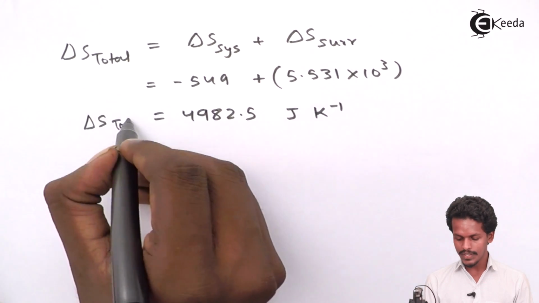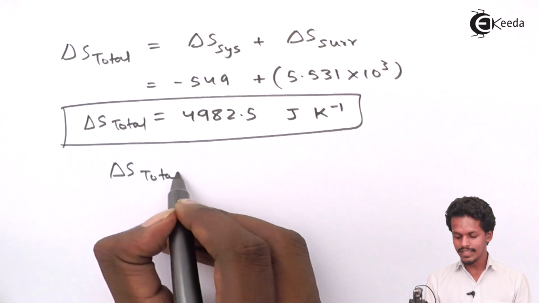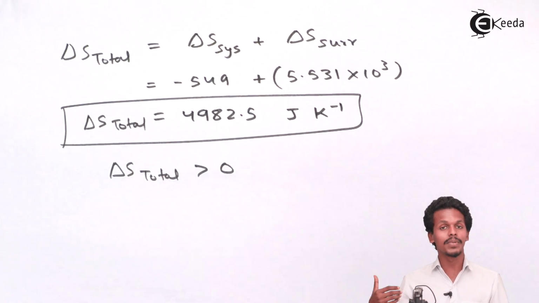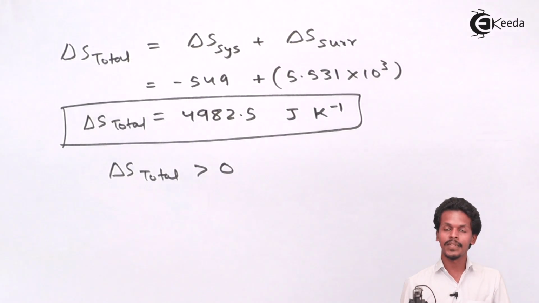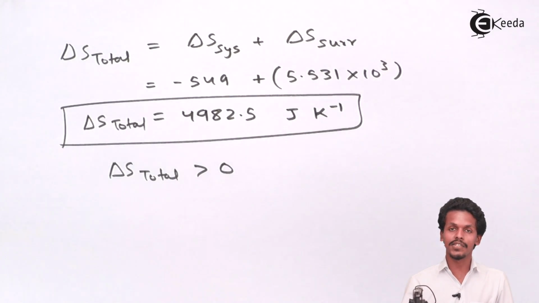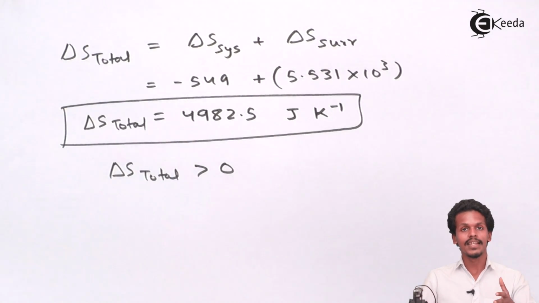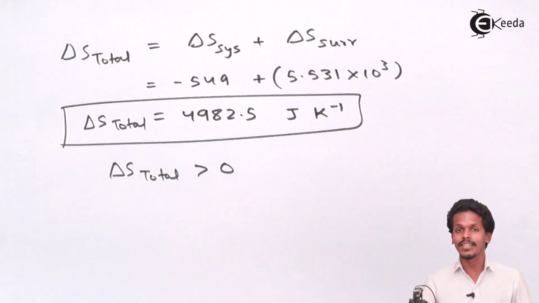In this case, we could see that the value is more than 0. Since the delta S total is more than 0, or positive, we could say that the reaction is a spontaneous process. So this makes it a clear indication that in spite of the delta S system being negative, because the delta S total is positive, according to the second law of thermodynamics, as we have learned, the total entropy will always be positive for a spontaneous process. So this is nothing but a spontaneous process at the particular temperature that we have.